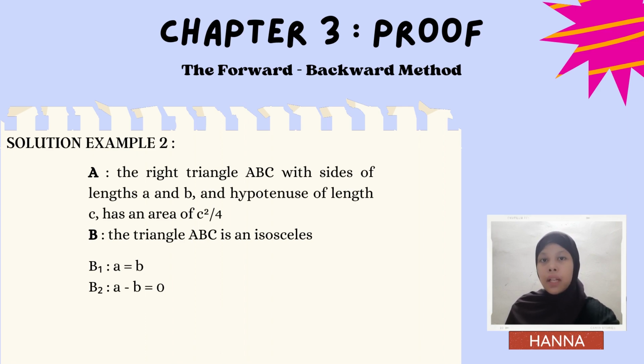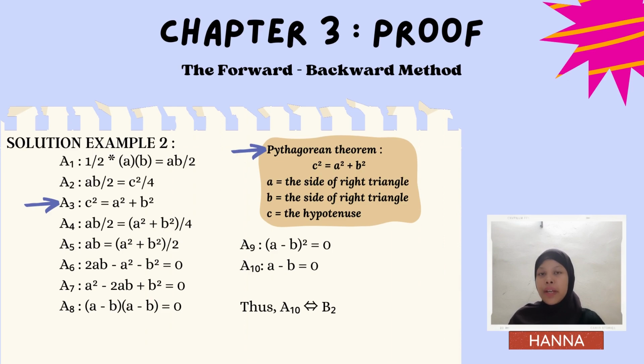Then we take B to the left hand side and it will be B2 is A minus B equals 0. Afterward, from A, we can use the area of a triangle. Thus, A1 we will get AB over 2. At A2, we will compare the area given from the question with the area that we get from A1. So it will be AB over 2 equals C squared over 4.